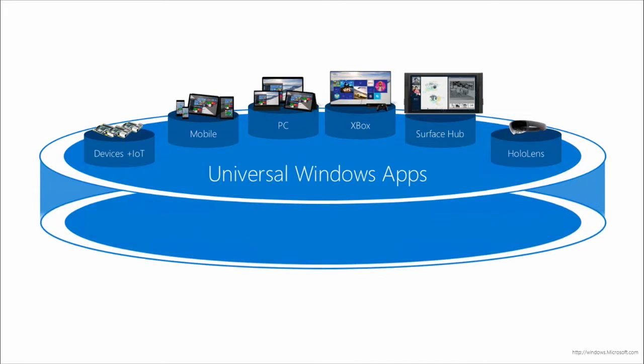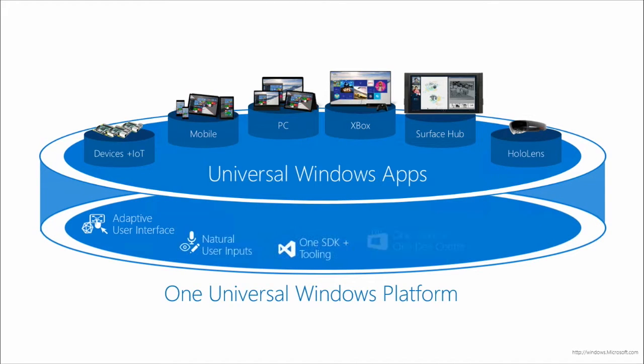So underneath this, even though I have the Universal App Platform, I also have a series of services and capabilities that are unified across all the devices. Things like inking. I can ink everywhere I want to. It's not a special API just for mobile. It's not a special API just for HoloLens. Yeah, and it's one SDK, so we're just using one tool set, one set of APIs to build apps right the way across all of these different device families.